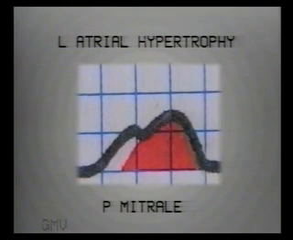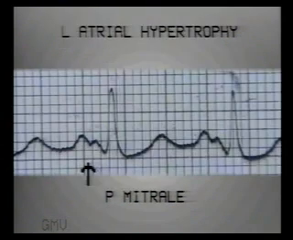In left atrial hypertrophy, the second component is delayed and prominent. So we get a wide and notched P wave, which is wider than 2.5 small squares. Since this is common in mitral valve diseases, it is termed P mitrale. Note the P mitrale, notched and 3.5 small squares wide.